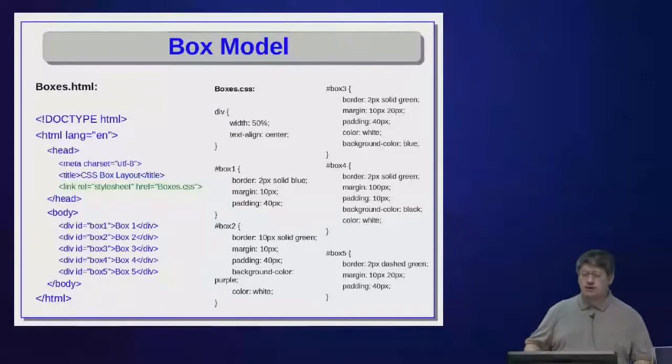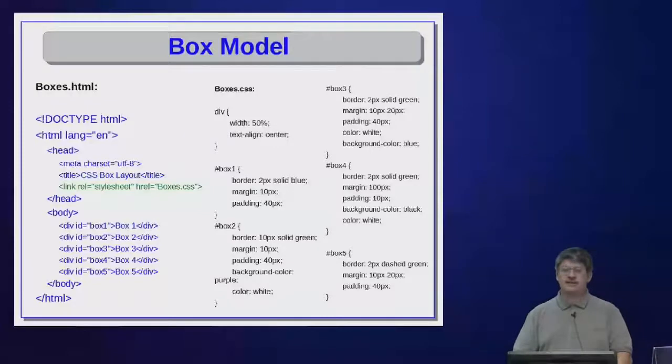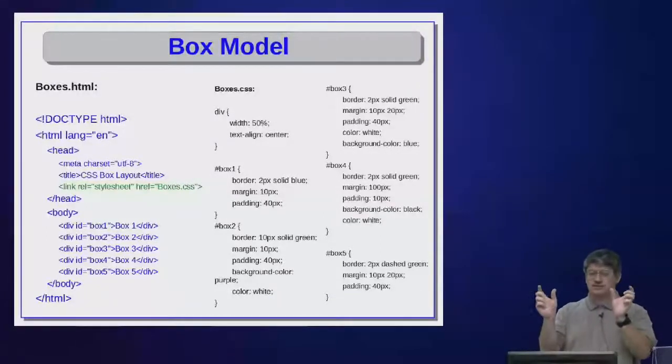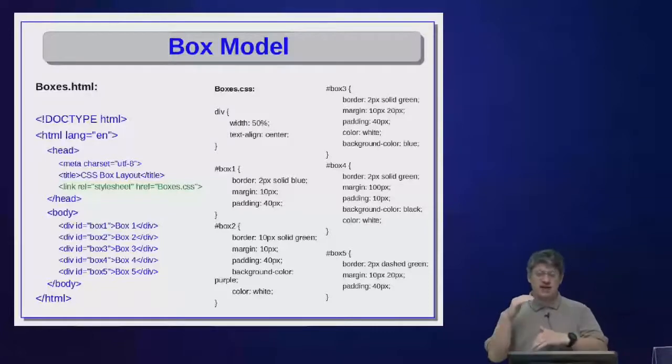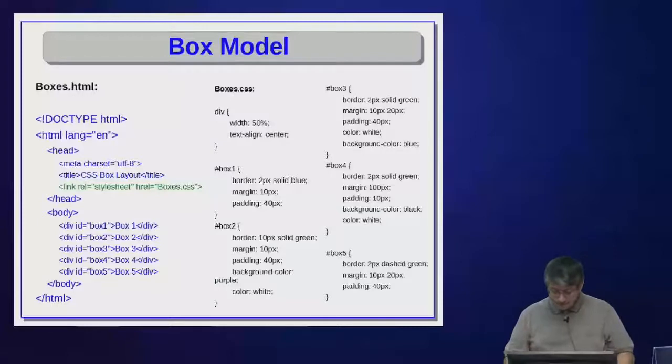In the top right corner here, box number 3 is also going to have a green border, but it's going to be, again, just a 2 pixel border like box 1 had. I'm going to give it a margin of 10 pixels by 20 pixels. So the top and bottom margins will only be 10 pixels wide, but we're going to have larger margins on the right and left. So it'll be twice as big a margin on left and right as on top and bottom. And by comparing it with the other boxes, you should be able to see the difference.